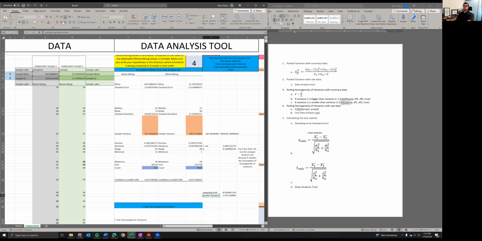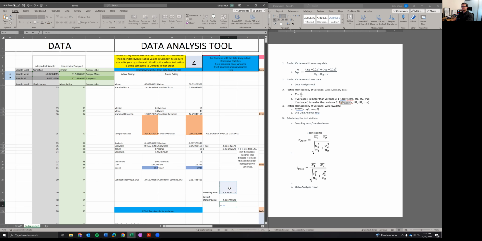Let's wrap text. There we go. Pooled standard error. And then you do equals sampling error divided by pooled standard error. And this gives you your Z value, or in this case, it would actually be a T value. It's the same exact formula. It's just one is a T and the other one is a Z.